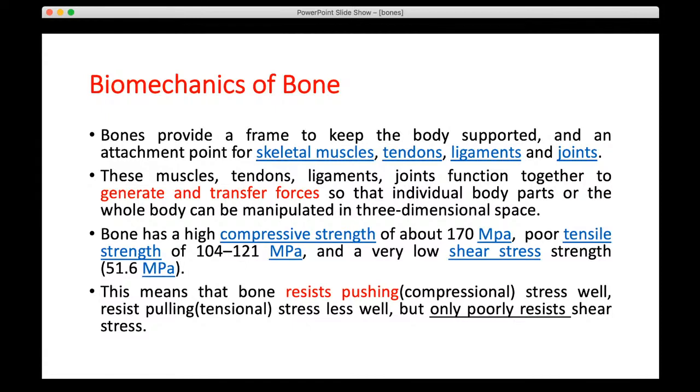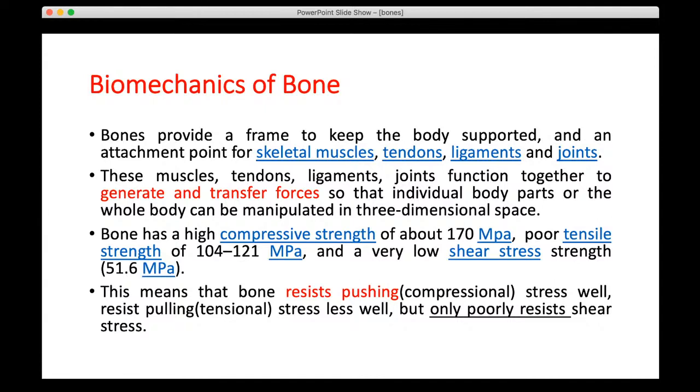So what is the meaning of this compressive strength? It is highest in the bone. Bones have great, or you can say highest, compressive strength. That means if you compress the bone, they can resist it well up to a point. If the forces are compressive, then there is very little chance of the bone breaking or getting fractured. So bone has highest compressive strength, and the value is 170 megapascals.